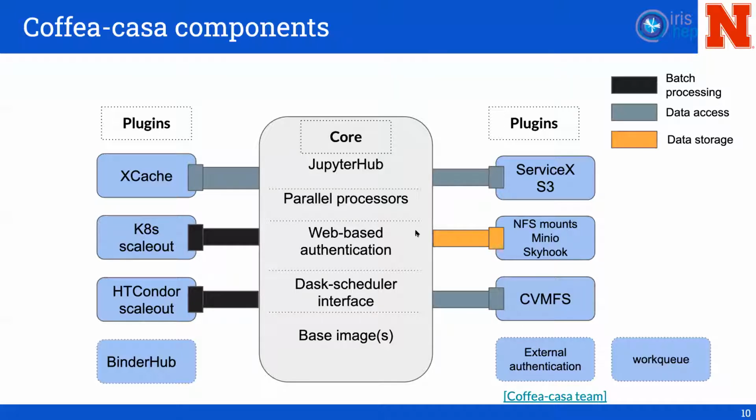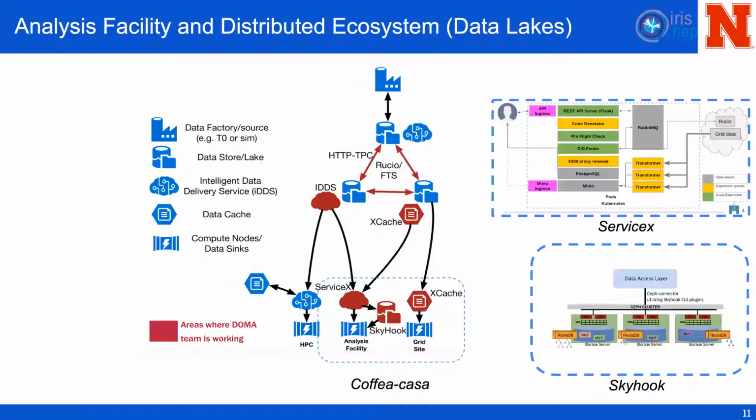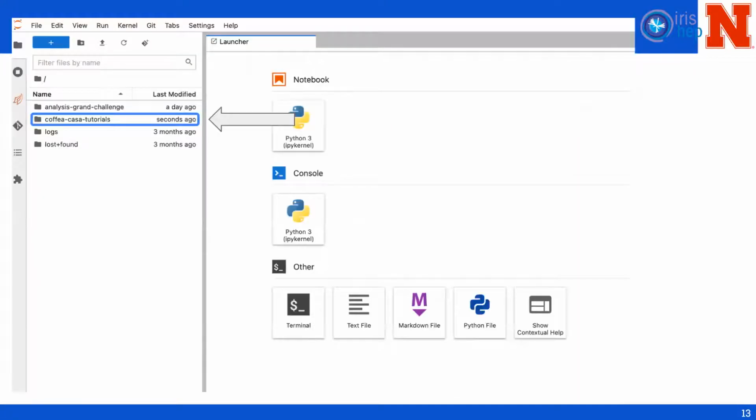work. So we have these core libraries and we are trying to integrate multiple different services via plugins to coffea-casa. Also, we are trying to be not only a standalone instance, but to see how we can integrate into the full distributed ecosystem that is planned for High-Luminosity LHC, particularly data lakes, and of course looking into how we can improve the data delivery service experience.